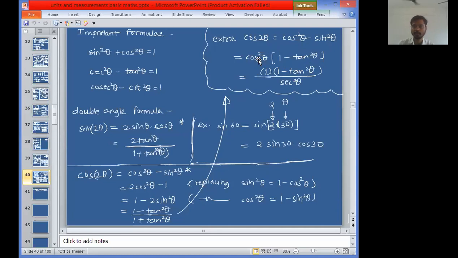So inside we have 1 minus tan square as it is. Now this sec square can be written as 1 plus tan square. So the numerator is 1 minus tan square as it is, and the denominator sec square becomes 1 plus tan square. The fourth formula of cos 2 theta is 1 minus tan square theta upon 1 plus tan square theta. Okay, sir, we will remember it.